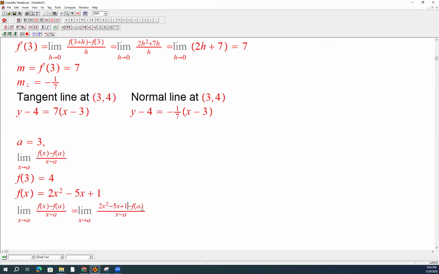F of a will be substituted by 4, okay? And the denominator a will be substituted by 3. So we are looking at this limit, and of course we're going to organize our terms a little bit. 2x squared minus 5x plus 1. 1 and negative 4 will combine into negative 3, and we will factor.